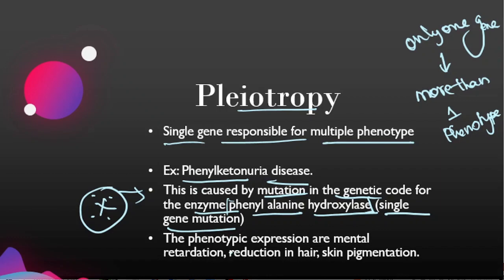When this mutation occurs, you can observe pleiotropy. The phenotypic expressions are that people have mental retardation, reduction in hair, and changes in skin pigmentation. These are some of the phenotypic expressions that the person can have. Clear? This is called pleiotropy.